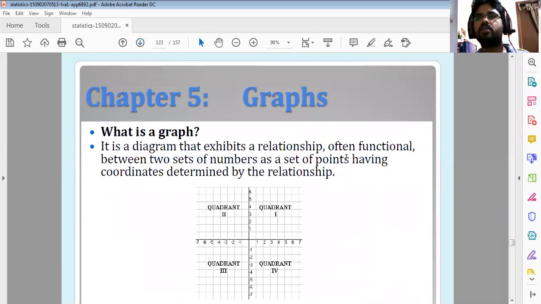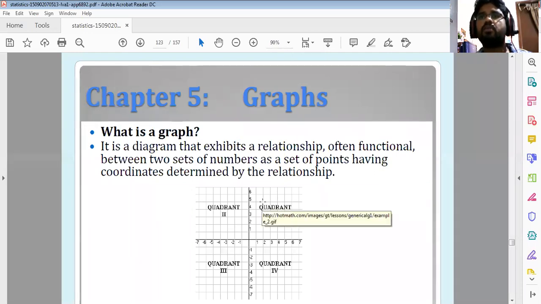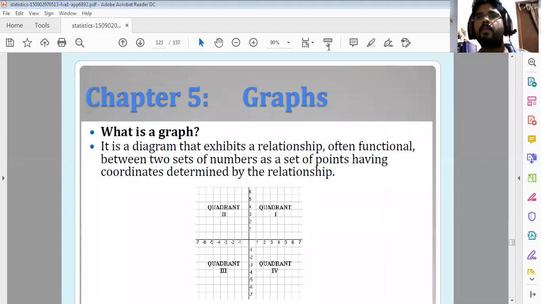And so sometimes we can present the data in the form of graphs also. For example, when you gather some information, we can simply put it in graph methods. Earlier I have explained some graphs, but I will explain now. Here is a diagram that exhibits a relationship, often functional, between two sets of numbers as a set of points having coordinates determined by the relationship.